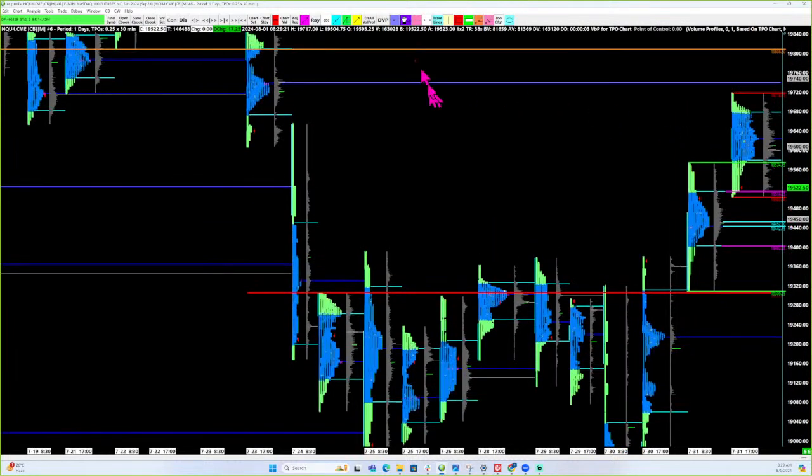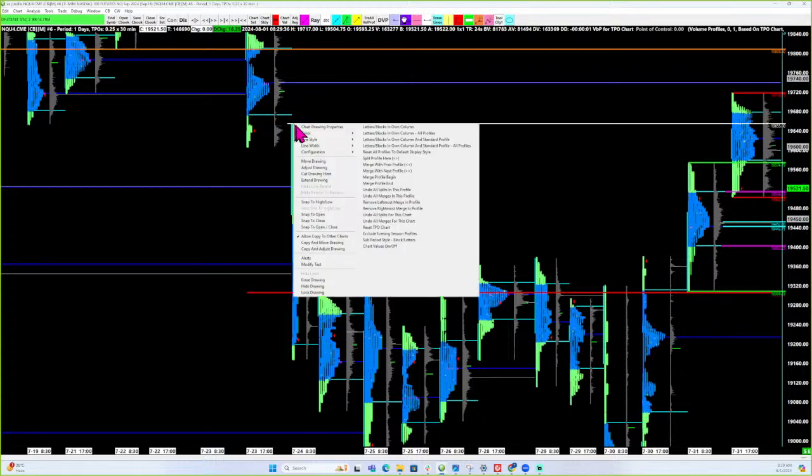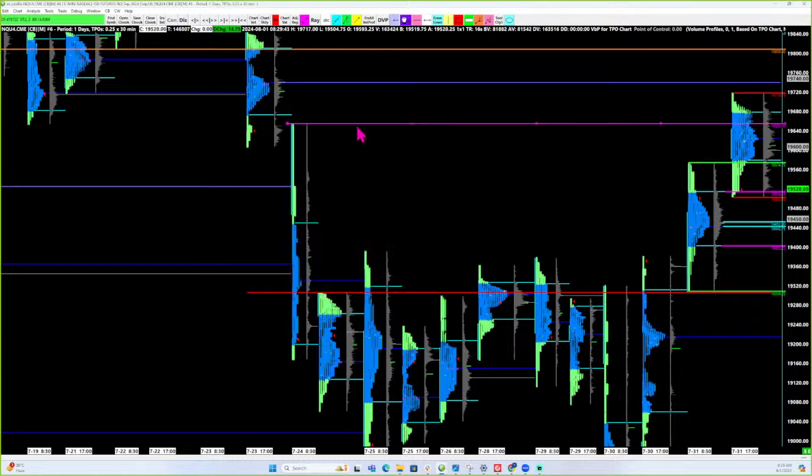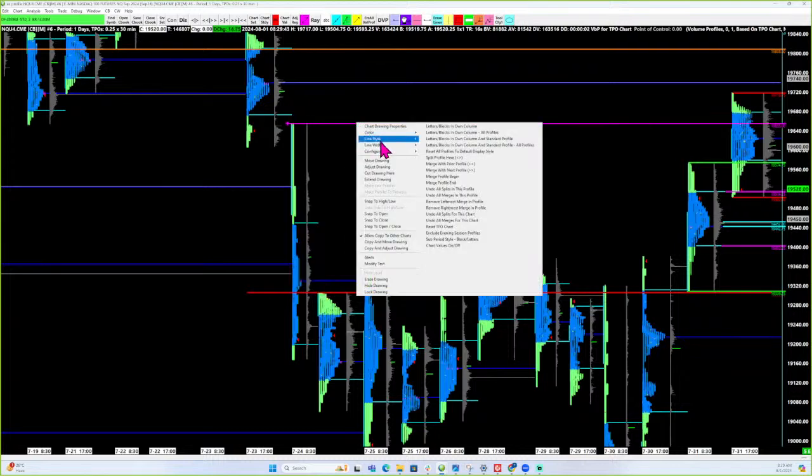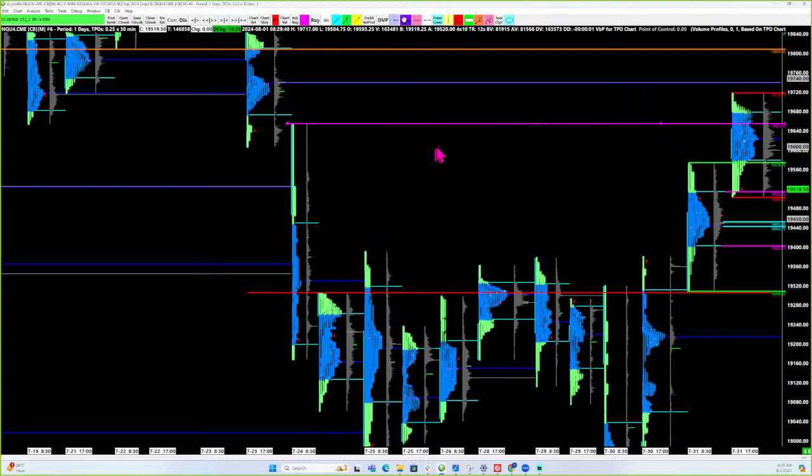So this was all the way through that overnight, that level right there, 19,655. Here we'll make it just a color we don't normally use. Purple dashed. Okay, so what that is was the overnight where we fell apart, right?